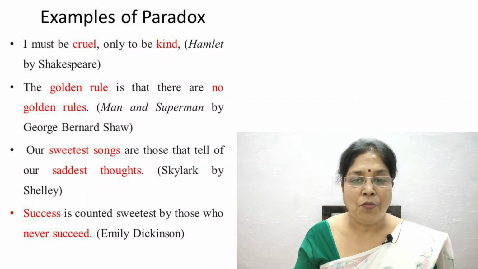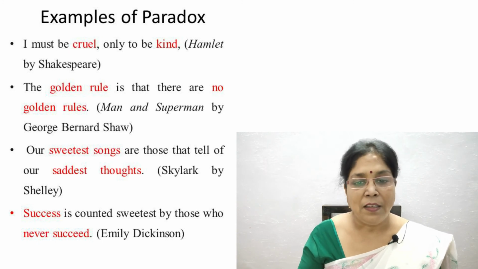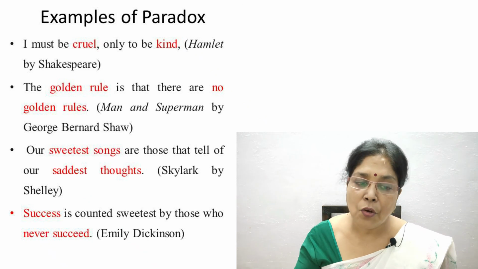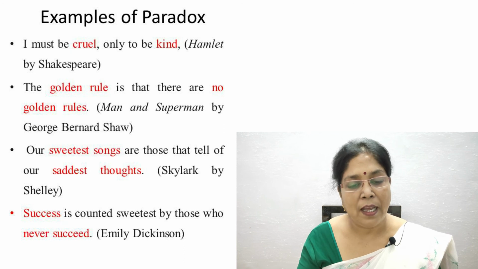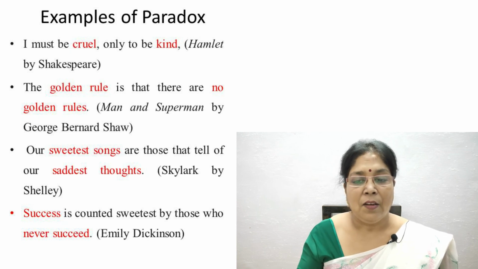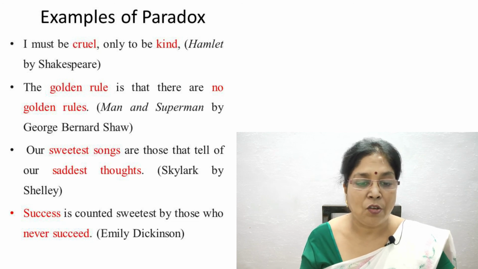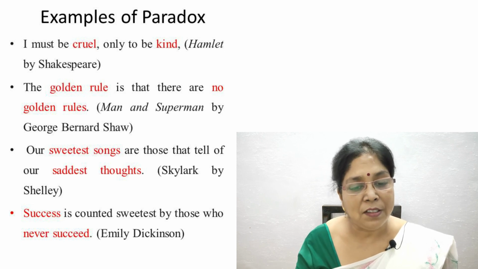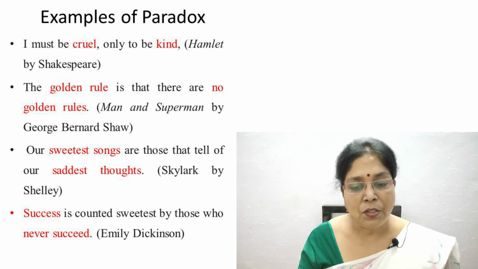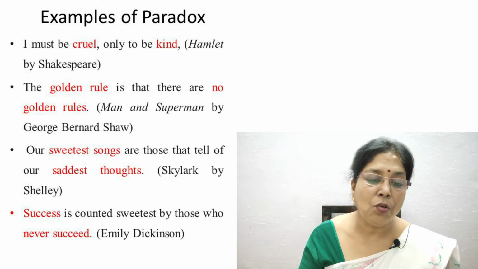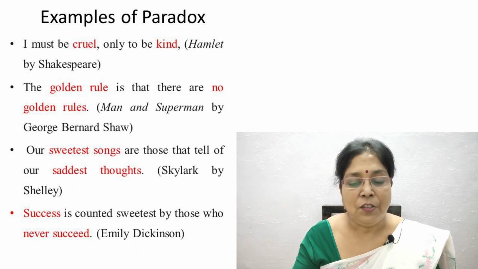Now the examples of paradox. "I must be cruel only to be kind." It is from Hamlet. "The golden rule is that there are no golden rules." "Our sweetest songs are those that tell of our saddest thought." See, one statement is "our sweetest songs are those," another statement is "that tell of our saddest thought," and both statements have contradictory ideas. That is why it is a paradox. "Success is counted sweetest by those who never succeed." One statement, and the opposite statement, but it is still true.